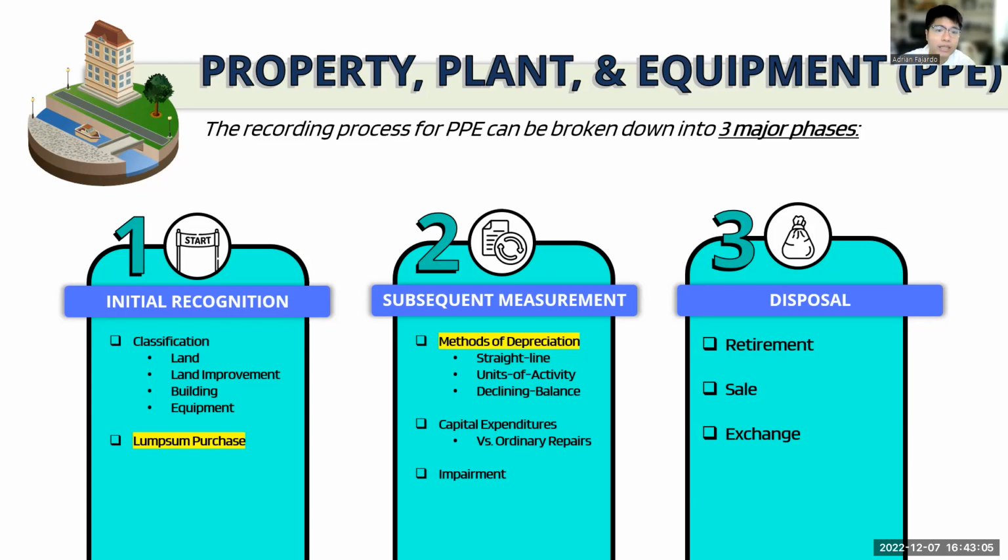First would be initial recognition. So one of the key things na I want you to master would be classification. What accounts do we classify under land? What accounts should we classify as land improvement, building, equipment, etc.? And then, aside from that, ang pamatay na topic or mahirap na topic here is lump sum purchase. So we'll go into that, right? So that's initial recognition. Moving forward, so subsequent measurement, the things that we have to know would be, number one, methods of depreciation. Under chapter 3, we already quickly touched upon what depreciation is.